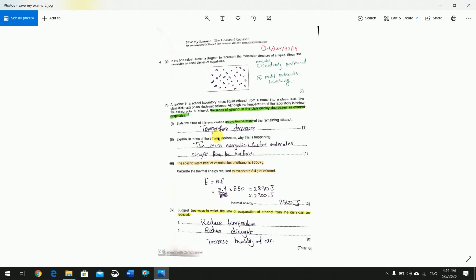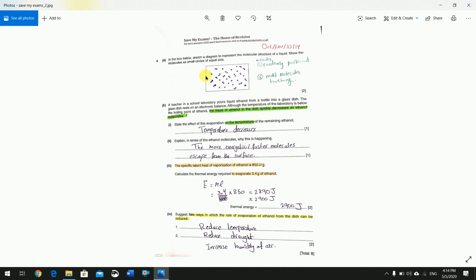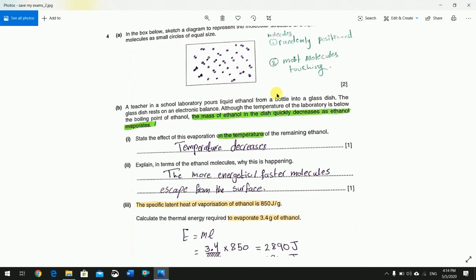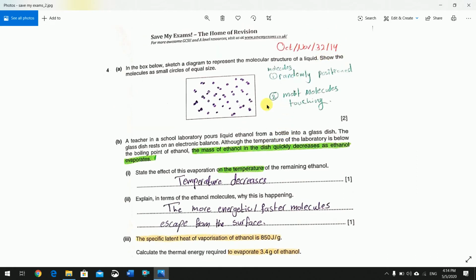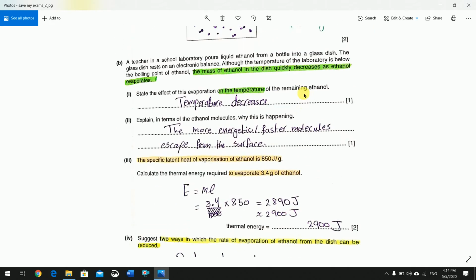Now, going to the second, this is another question from another past paper. This is from 2014. In the box below, sketch a diagram to represent the molecular structure of a liquid. Show the molecules as small circles of equal size. Of course, you have to make them equal size. Now here, the most important thing in drawing this is that the molecules have to be randomly positioned. You have to put them in a random way, and most of them will be touching each other because there aren't so many spaces between them.